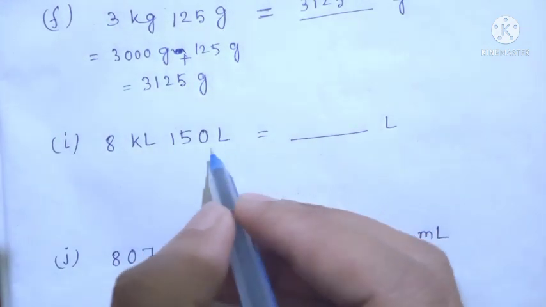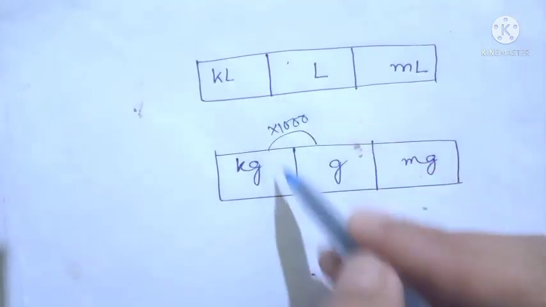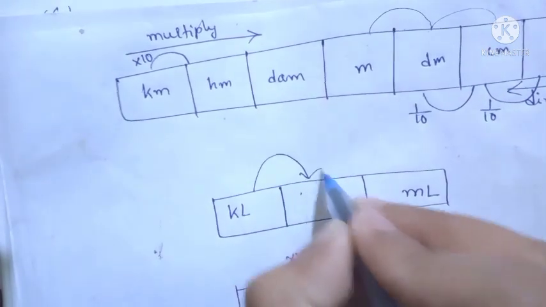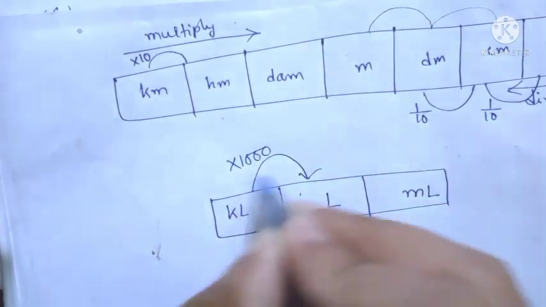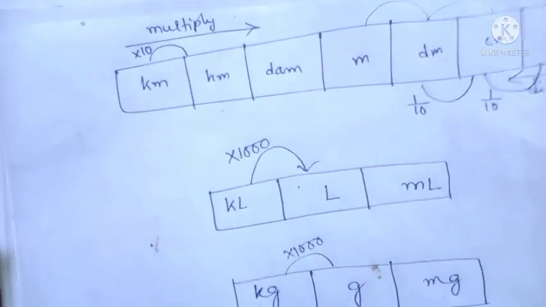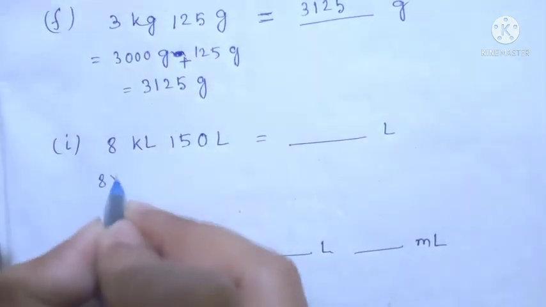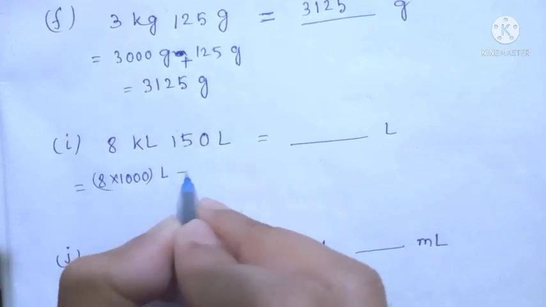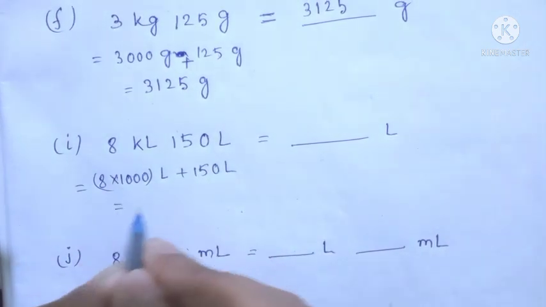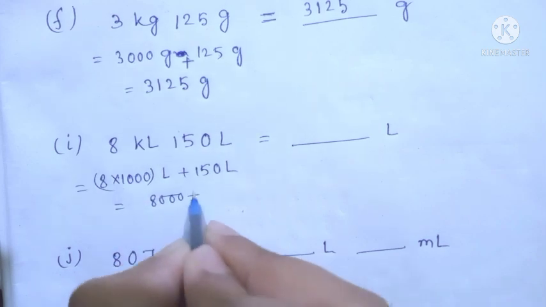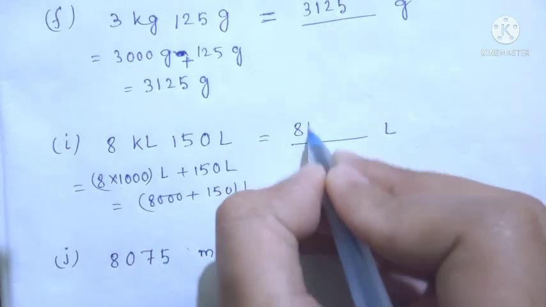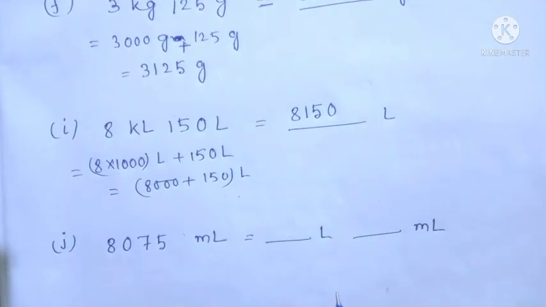Now 8 kiloliter 150 liter. The rule is same for capacity and weight, you can see. Kiloliter to liter we have to go, that means bigger to smaller, and one step, so only 1000 we have to multiply. So 8 kiloliter means 8 into 1000 liter, plus 150 liter, that means 8000 plus 150, 8150 liter. This is the answer.